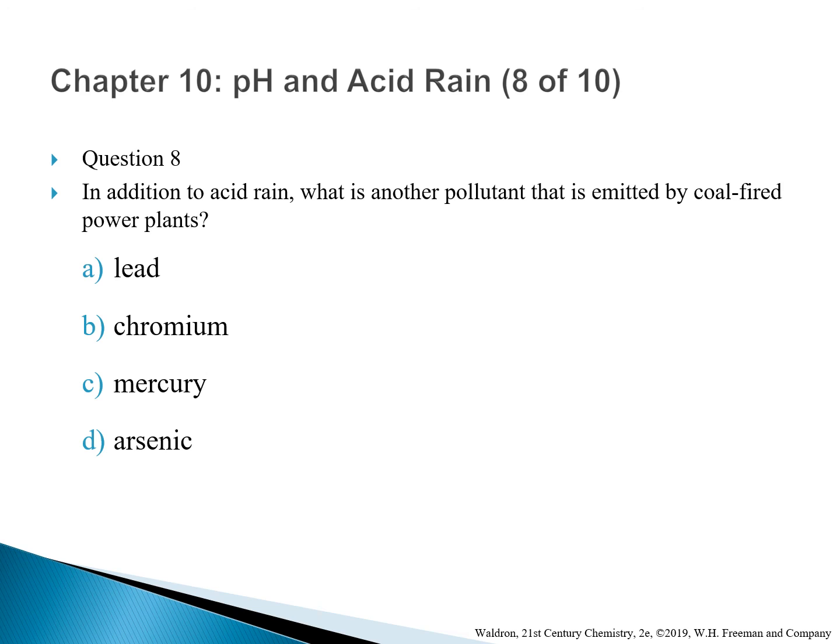Question 8. In addition to acid rain, what is another pollutant that is emitted by coal-fired power plants? A. Lead. B. Chromium. C. Mercury. D. Arsenic. Please pause your video here. The correct answer is C. Mercury. Coal is dirty. Besides contributing to the pollution that causes acid rain, coal releases toxic substances such as mercury into the air and poisons the environment.